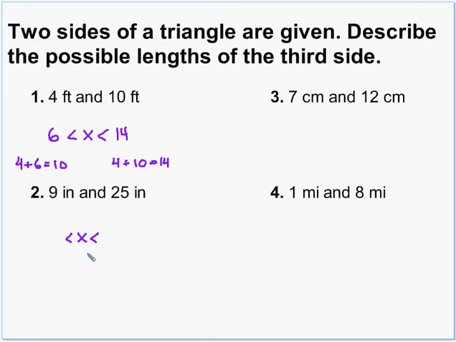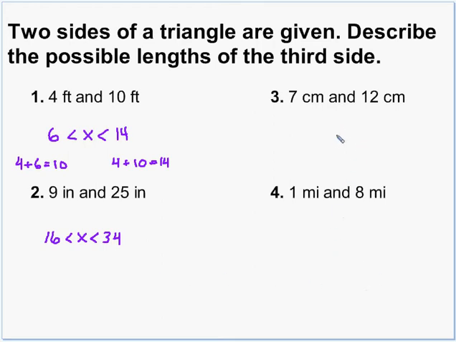For example number 2, our x has to be in between. We're going to subtract those, 25 minus 9, which gives us 16. We're going to add those. 25 plus 9, we get 34. X has to be in between 16 and 34.